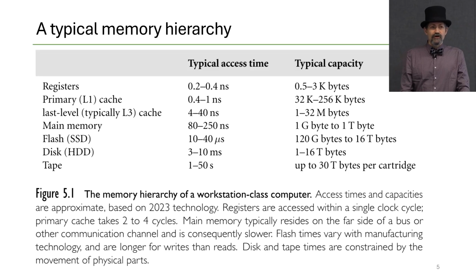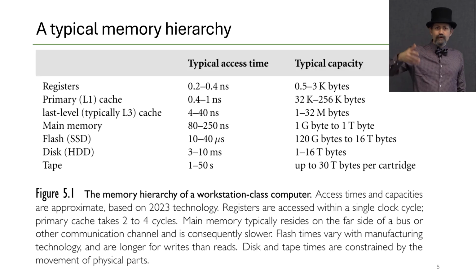It starts out with registers, which are on the processor itself, and they're accessible within a single clock cycle. The L1 cache would be associated with each processing unit, and accessing data there might take 2 to 4 cycles, as of approximately 2023. Main memory, on the other hand, requires going through a bus or other communication channel and will consequently be slower. Beyond memory, we might store data on a flash solid-state device, which would take considerably longer than accessing the memory. And then we could also store data on a hard disk or a tape.